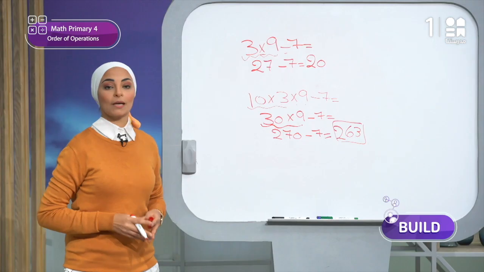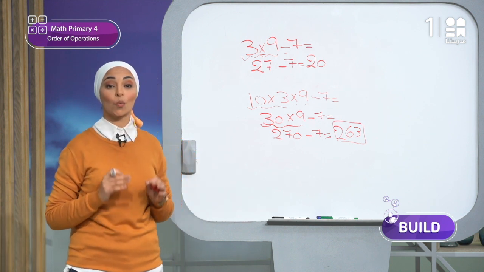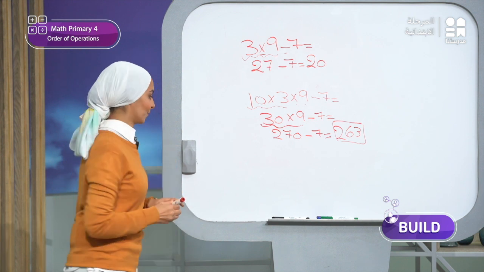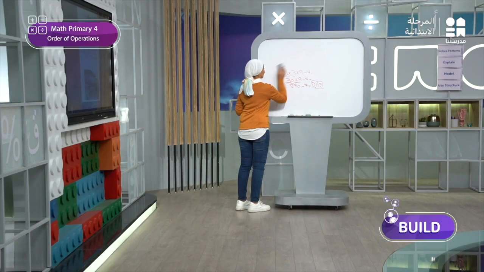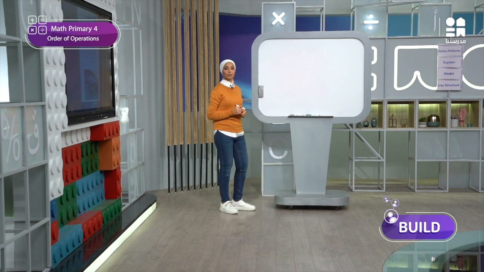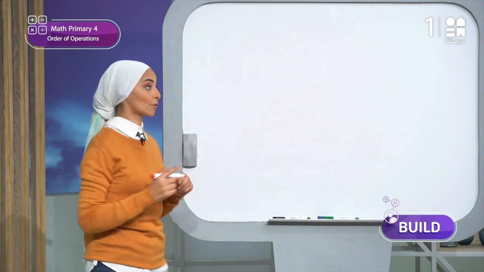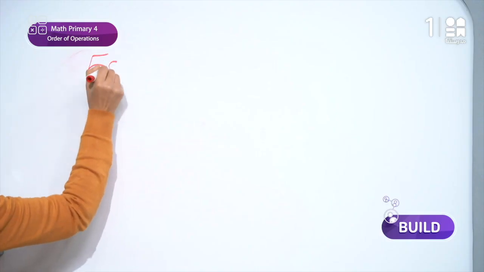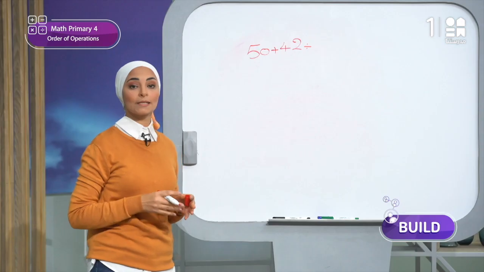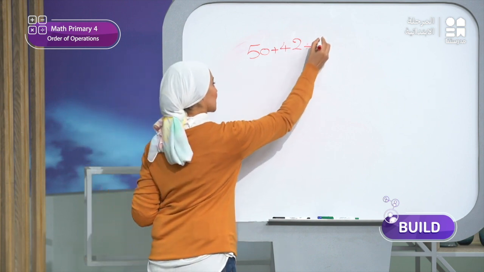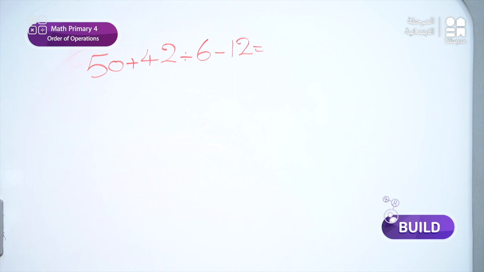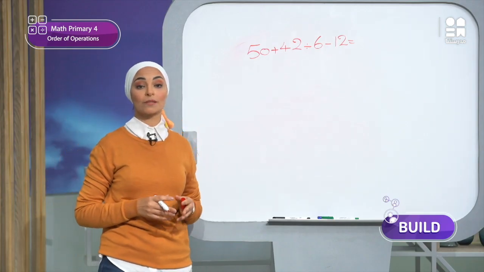Okay? Now, let's take another example of an equation that has more than one operation. Let's write it all together. Here I have another problem which is saying 50 plus 42 divided by 6 minus 12. Then we will notice that there is division in the equation between the addition and subtraction.